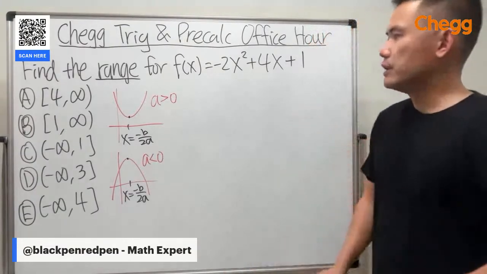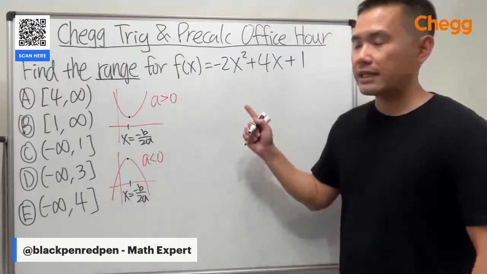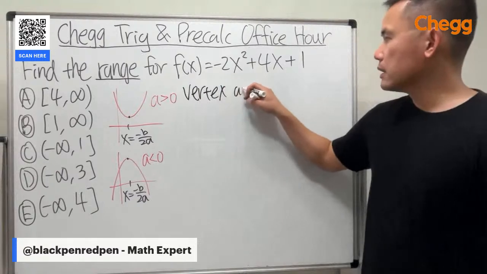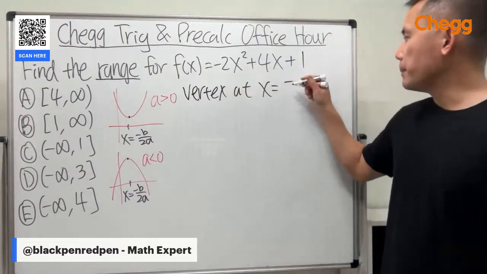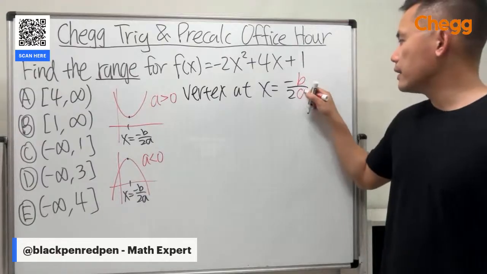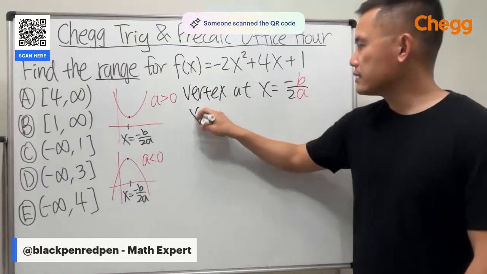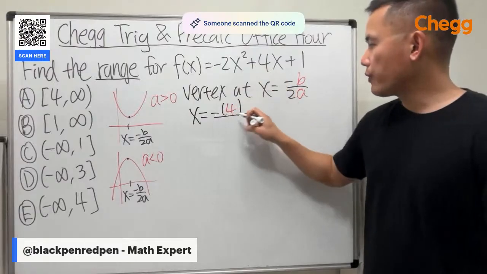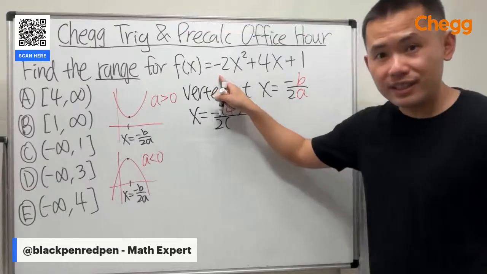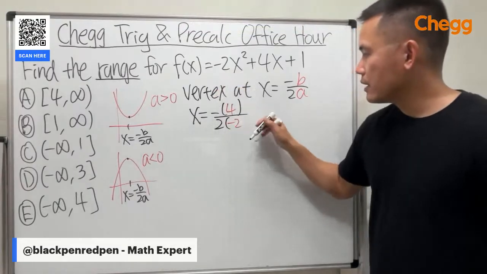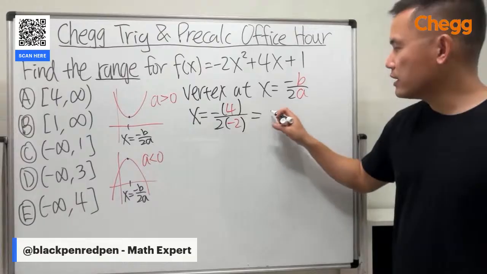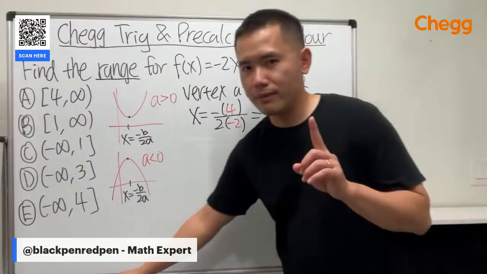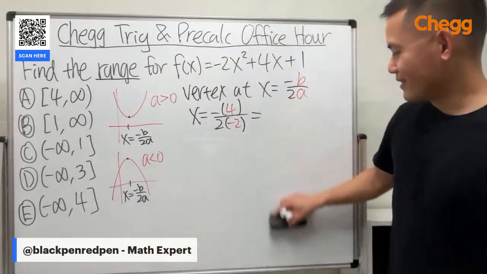To get the range for this, first we'll have to know the vertex. The vertex is going to be at x equals negative b over 2a. If you work this out, x is going to be negative b, which is 4, over 2 times a, which is negative 2. Work that out, that's negative 4 over negative 4. So the vertex is going to happen when x is equal to 1.